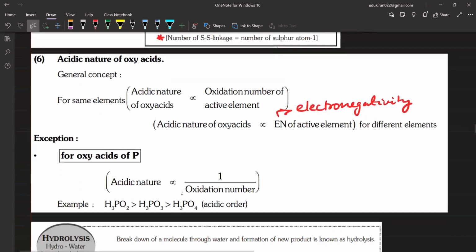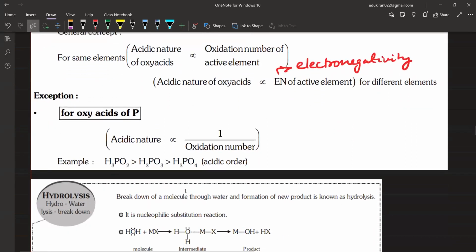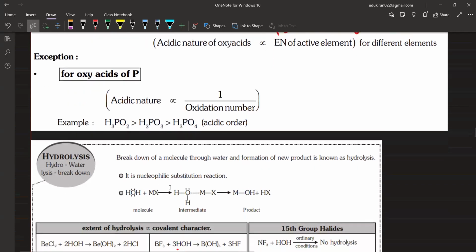Yes, I hope everyone is done. Now let us look at hydrolysis. What is hydrolysis? We are breaking down something using water. Okay, hydro means water, lysis means breakdown.